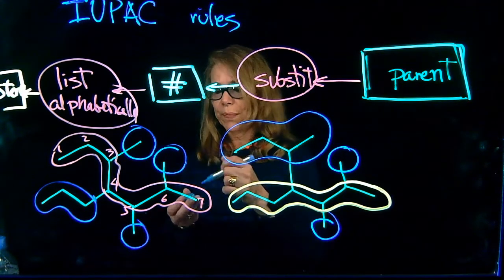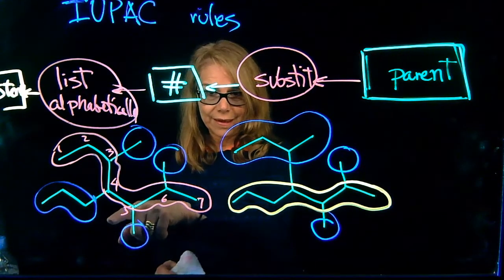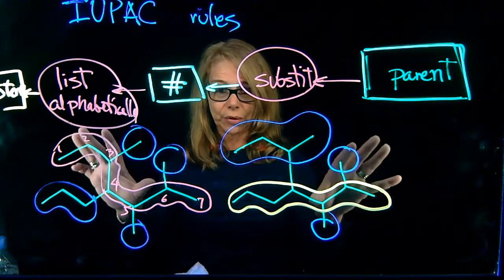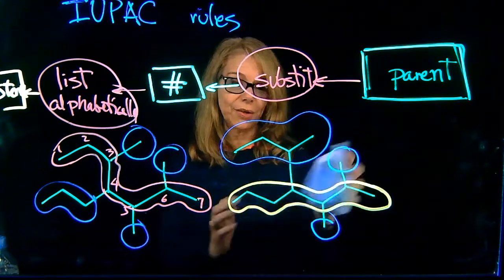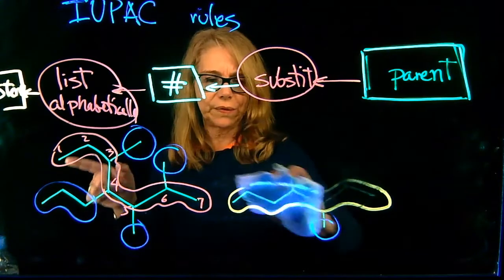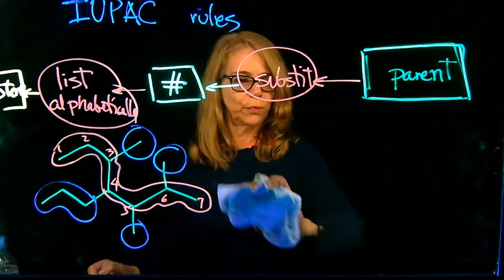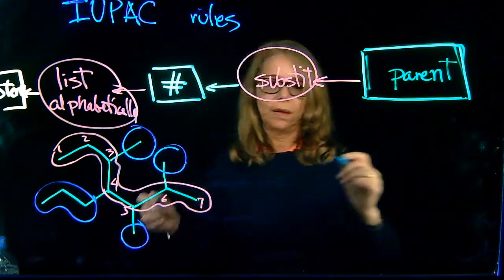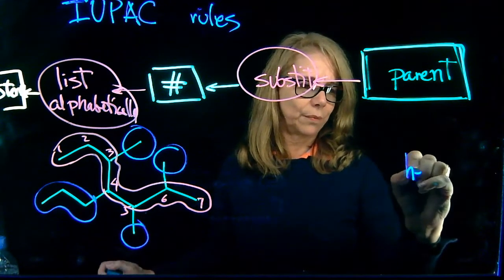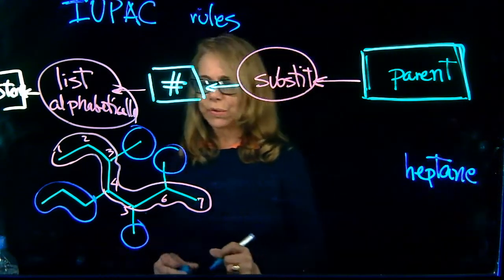Okay, so that's my choice. Once I have determined that the chains have the same number of carbons, this one has more substituents. So I'm going to erase the other because I need to be using this one now for the naming. And because we know it's 7 carbons, I'm going to start writing here my prefix hept and then a-n-e. So it's heptane.